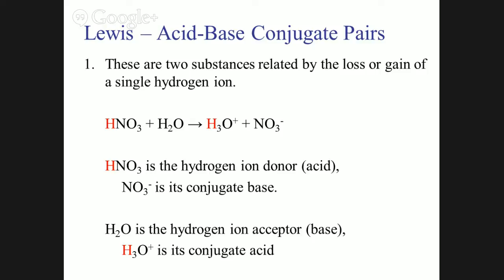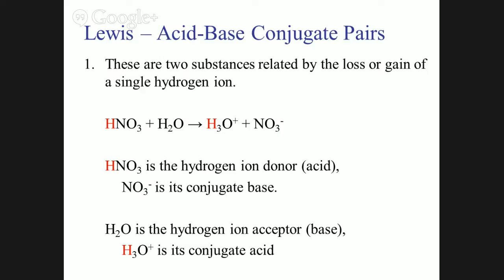So in the example that we have here, we have nitric acid, HNO3, dissolved in water. Well, the nitric acid loses that hydrogen. It's an acid. And on the other side of the equation, we have the H3O plus. So the water molecule gained that hydrogen ion. And so we've got the HNO3 as the acid and the NO3 minus as its conjugate base. Now, why is the NO3 minus called a base?